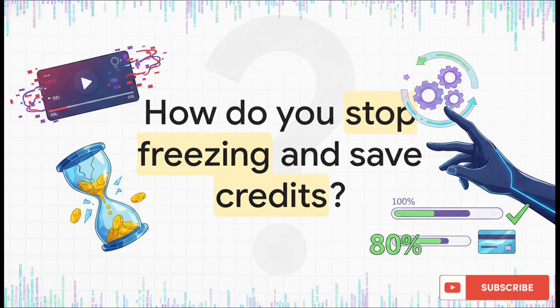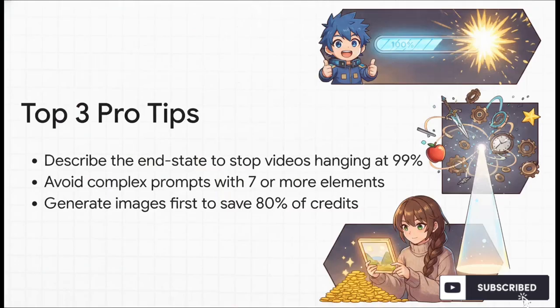So, how do you stop your video from freezing at exactly 99%? And even better, how do you magically save 80% of your credits? If you've played with AI video generation before, you know the absolute heartbreak of waiting for a render only to watch that progress bar hang right at the very end. It's the worst. It wastes your time and eats up your valuable credits. Well, guess what? We have the exact formulas to stop this from ever happening. So, the crucial point is implementing these 3 specific pro tips straight from our sources.